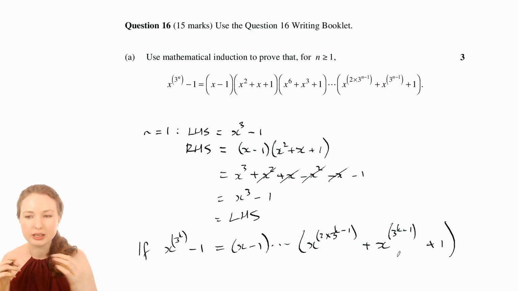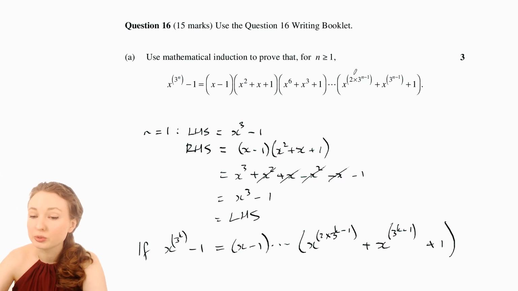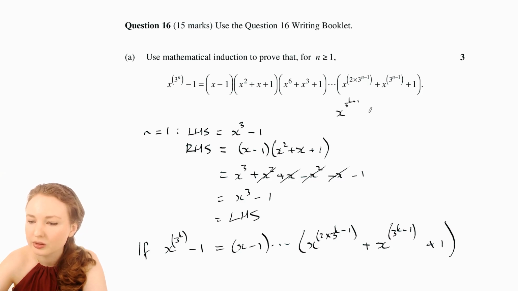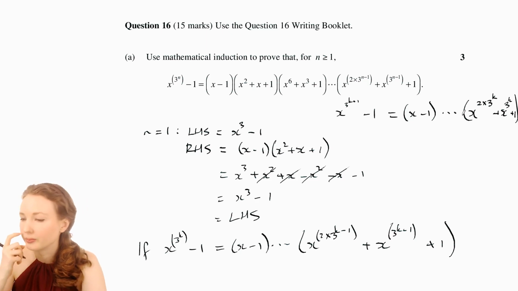So where we need to get to, like what I would do in my rough working, or just keep in my head, is that what we want to prove is that this is true when n equals k plus 1. So we want to show that x to the 3 to the k plus 1 minus 1 equals all of that up to x to the 2 times, so k plus 1 minus 1, which is just k, x to the 3 to the k plus 1. We want to show that that's true.